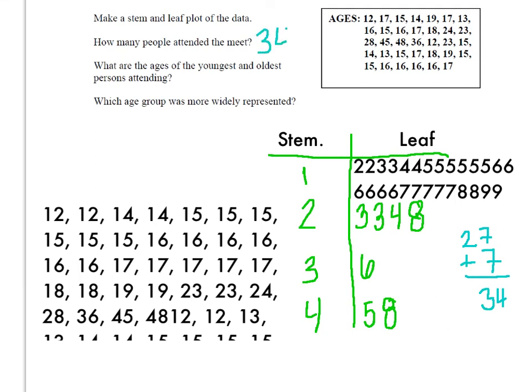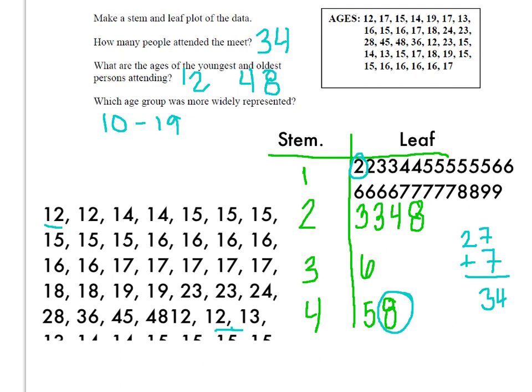What are the ages of the youngest and the oldest person attending? From my least to greatest chart, I have 12 and 48, but I can also see that the lowest would be the first number, which is 12, and the highest would be the last number, which is 48. So I have between 12 and 48. Which age group was more widely represented? And you can definitely see that the teens were, which would be between 10 and 19. There were the most people there that were that age.